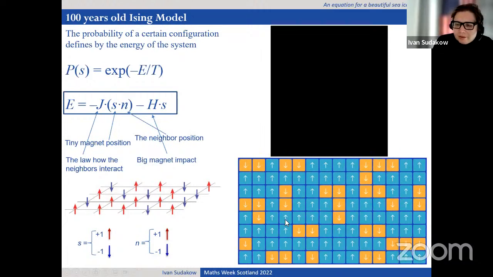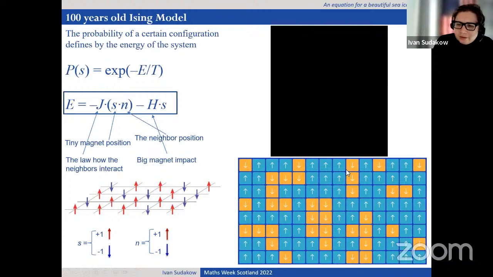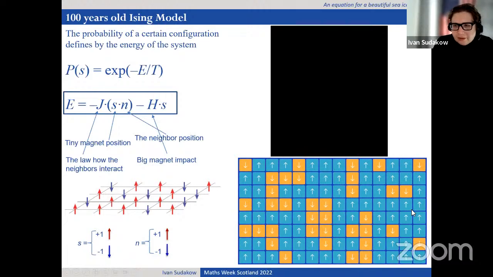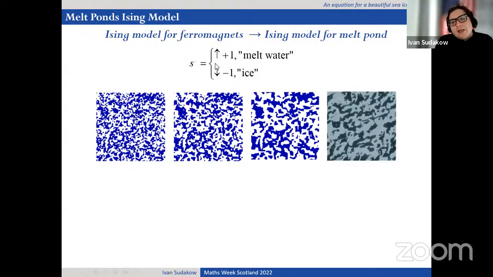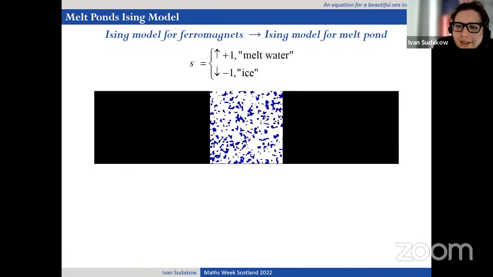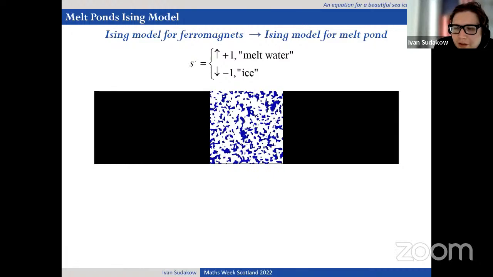And you see, depending on the direction of spin, we can model clusters when they all align up or align down. And finally, if, let's say, this tiny magnet looking up we call melt water, and if it's looking down we call it ice, we can get the same model, the same equation, but for sea ice. And here I want to show this model for melt ponds, what we can obtain using that single formula, an equation for a beautiful mosaic of sea ice.